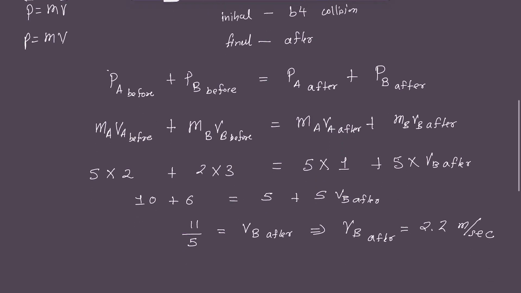Oh, there's a mistake here that I made. Actually, the mass of the second ball MB is not 5, but it is just 2 kilograms. So that's why this is not 5 VB, but 2 VB, and therefore this will be 11 divided by 2, which is equal to 5.5 meters per second.